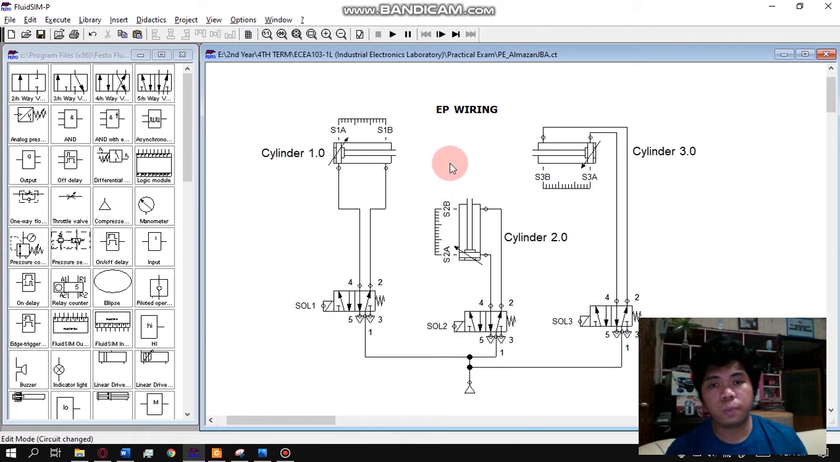So for the electropneumatic wiring, you can see here the three cylinders, which are double acting cylinders. We also have here the 5 two-way valves that are controlling the force or the direction of the airflow to the cylinders, in which all valves are connected with the same air supply. Each valve is connected with a solenoid that whenever it is triggered, the valve shifts position. Also, each cylinder is associated with two sensors affixed at the beginning and at the end of the cylinder.